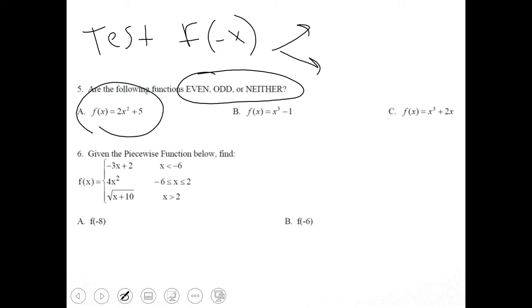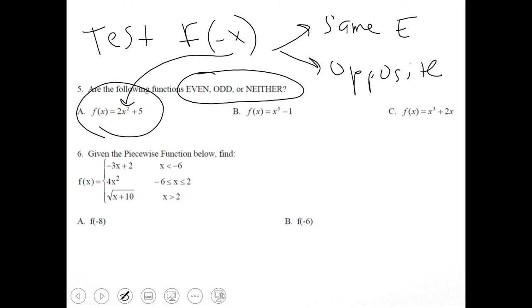So again, let's say you wanted to test A here for whether it was odd, even, or neither. You would take negative x, and it's the same test for odd, even, or neither. Everywhere there's an x, you would put a negative x, and then you would square it. Either your answer will turn out to be the exact same as the original problem, in which case you will declare it an even function, or it could potentially be the exact opposite function, in which case you will declare it an odd function, or if it's a neither, then you say that it's a neither.